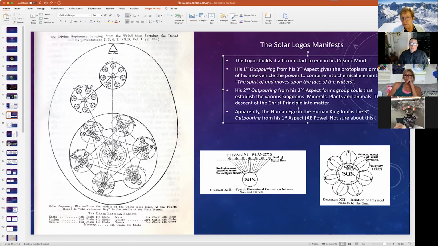Probably both, actually. This is sort of the outpouring that essentially gives the protoplasmic substance out of the cosmic comet matter that he's brought to the region in space where he's incarnating, basically gives it the intelligence to combine into atoms. So there's that phase, right? And then it obviously takes ages.